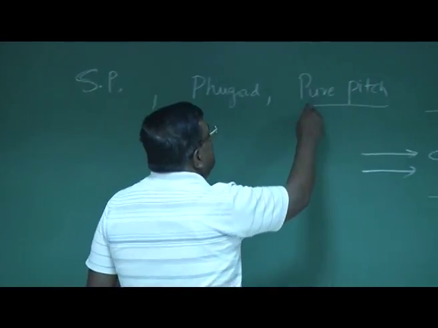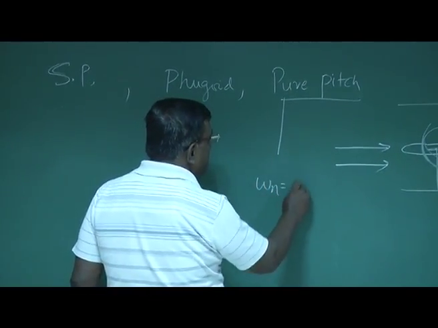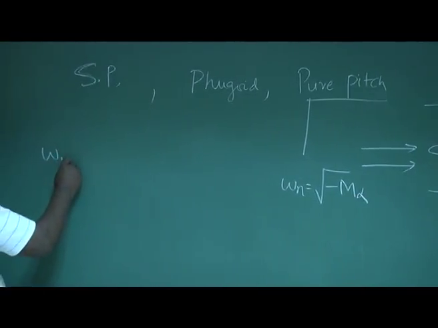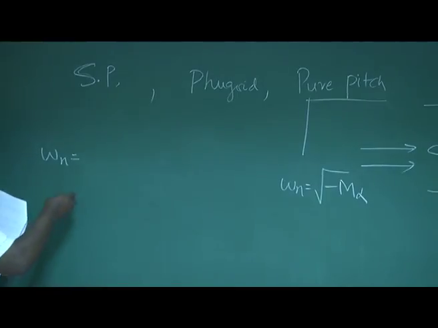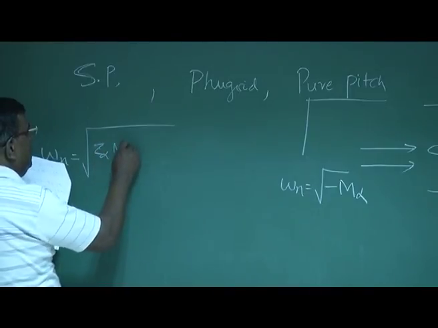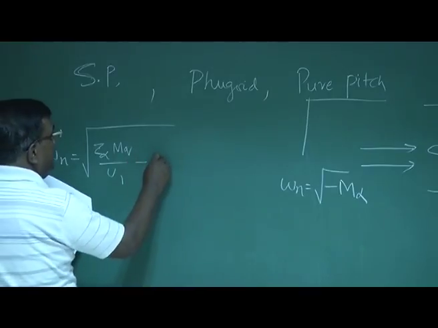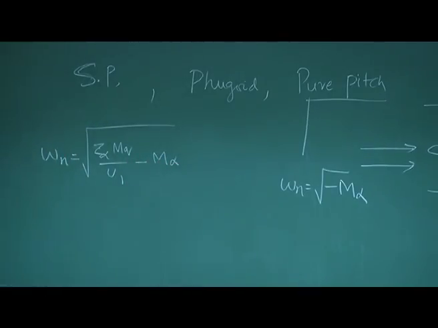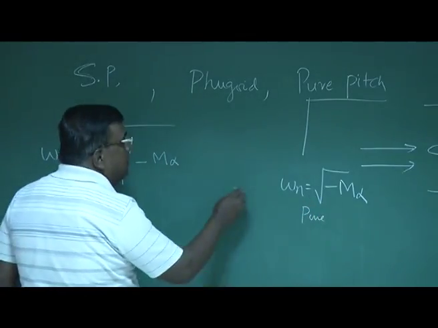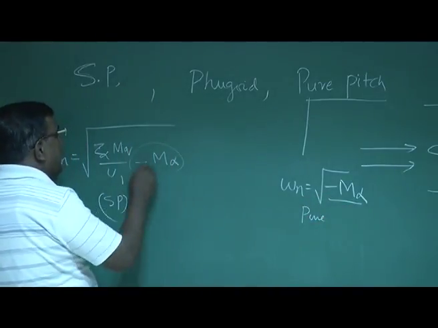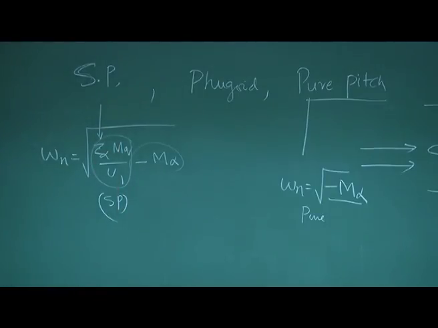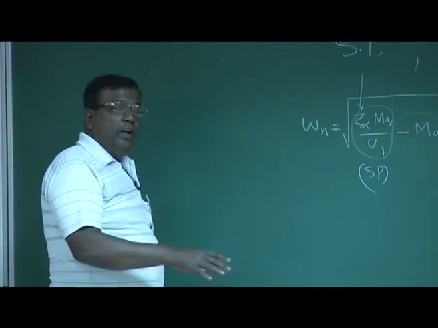So that was the pure pitch, and there we found the omega n natural frequency was under root minus m alpha. For a short period, what we got, omega n is, we write, is under root minus z alpha mq by u1 minus m1. So do you see this? The short period approximation, and if I compare it to pure pitch, so here root over minus m alpha, this term is there, additional this term comes, which has z alpha. That you will understand z alpha will come because there is no restriction on the airplane to go up and down. Okay?